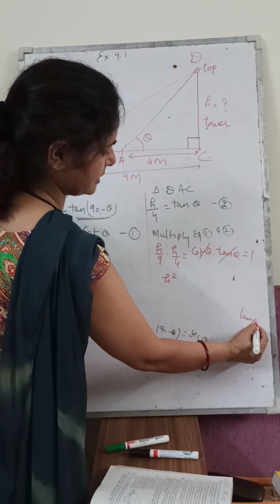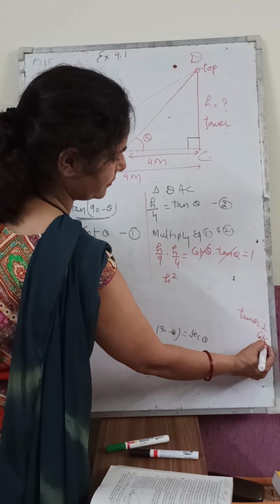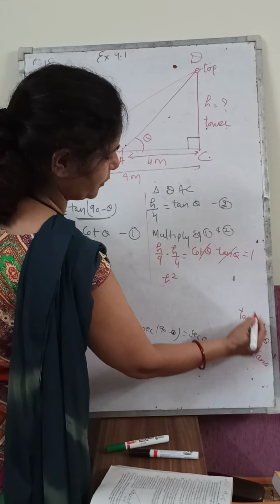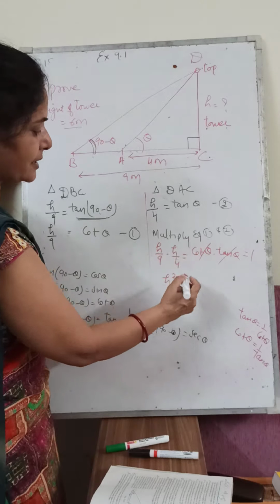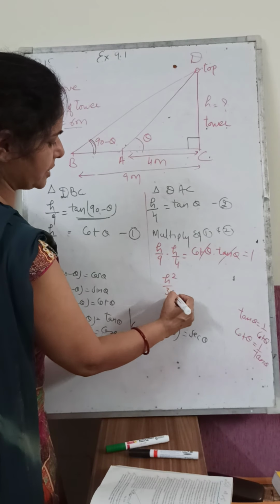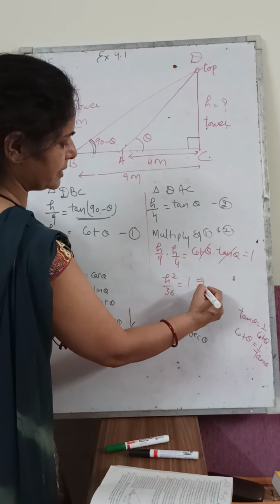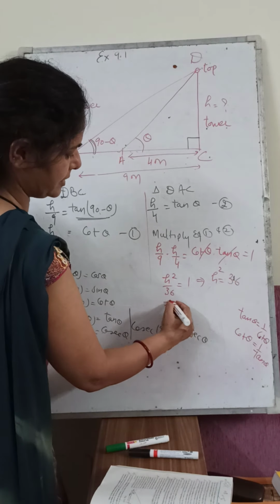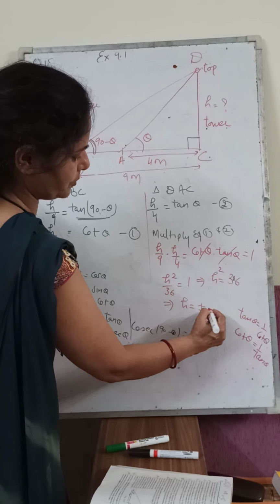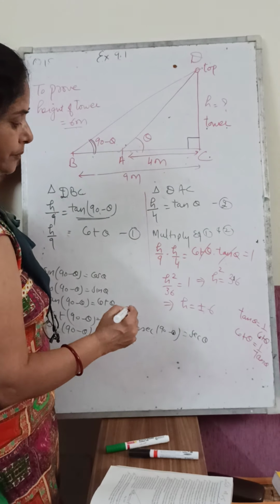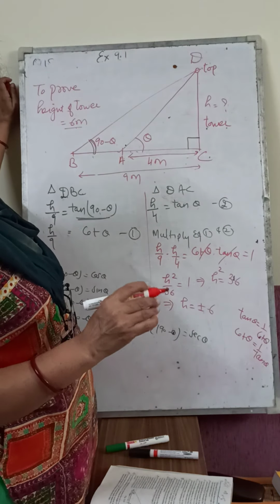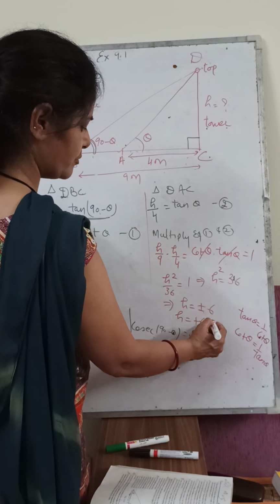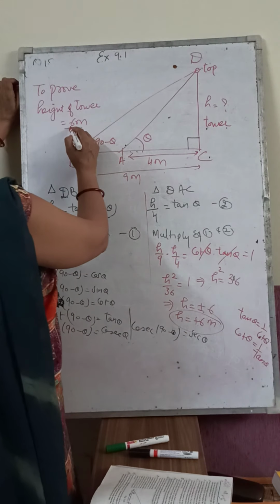Cot theta is equal to 1 by tan theta. So 1 by tan theta into tan theta will be cut now. H square upon 36 is equal to 1. This implies h square is equal to 36. This implies h is equal to plus minus 6. H is height. Height can never be negative. So h is equal to plus 6 meter. This we have to prove.